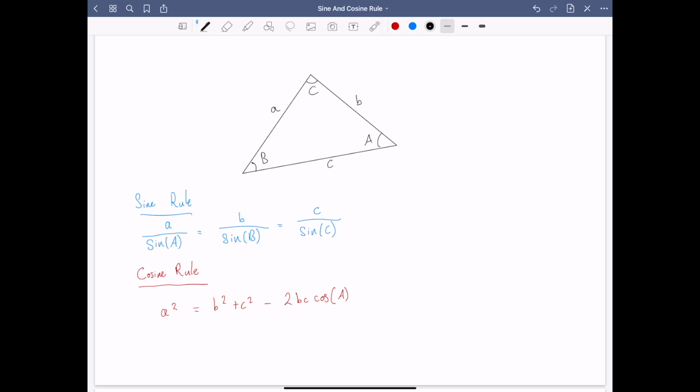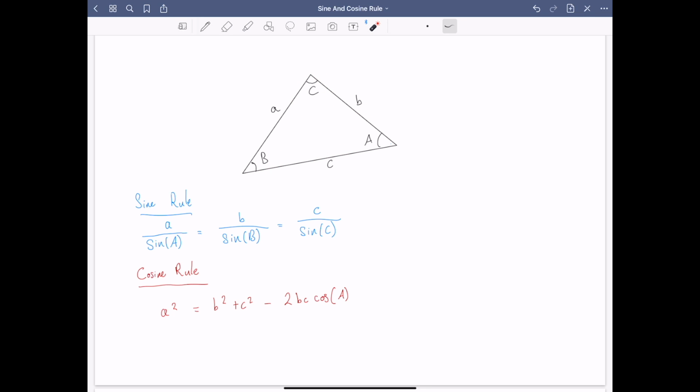Just to recap, the cosine rule is useful when, say, you know all three sides of a triangle and you want to work out one of the angles. Or it's useful if you have two sides and an angle and you want to work out the other side. The sine rule is useful because if you have, say, this side, this angle, and this angle, you can then work out this side. And vice versa, if you have this side, this angle, and this side, you can then work out this angle.